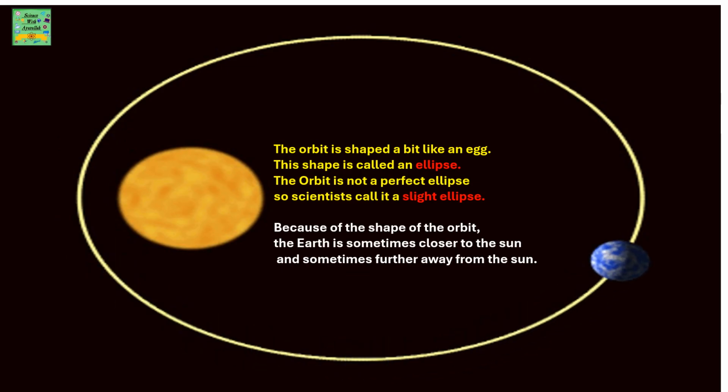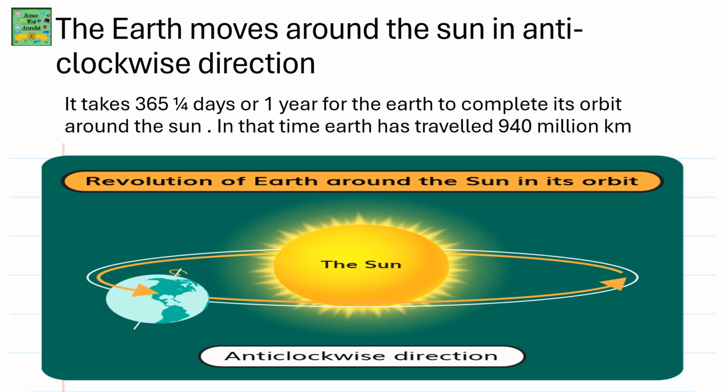Because of the shape of the orbit, the Earth is sometimes closer to the Sun and sometimes further away from the Sun. Each and every planet has its own orbit. The Earth moves around the Sun in an anti-clockwise direction. It takes 365 and a quarter days, or 1 year, for the Earth to complete its orbit around the Sun. In that time, Earth has traveled 940 million kilometers.